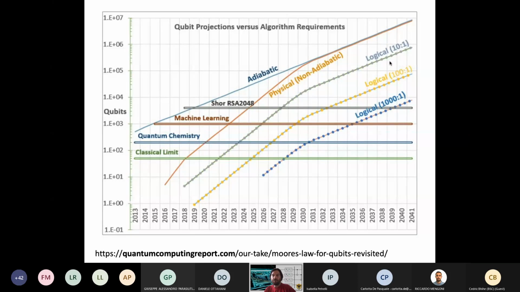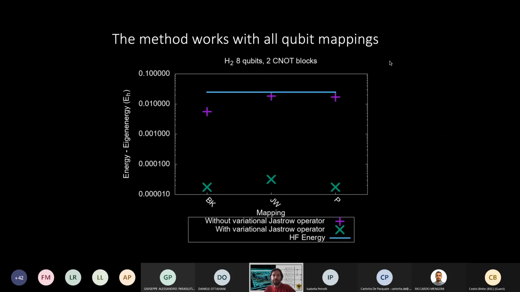So I hope I gave you a flavor of how to apply quantum chemistry and also a hint on how to use non-unitary wave functions for the variational quantum eigensolver.